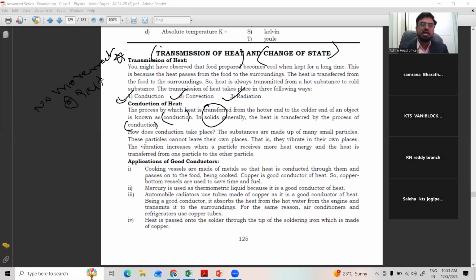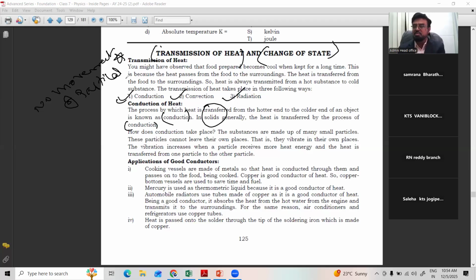In solids, the heat transfer that takes place is conduction. Take one iron rod, heat one end, and place it on a burning candle. After some time, what happens? The heat will pass through the rod and reach your hand.